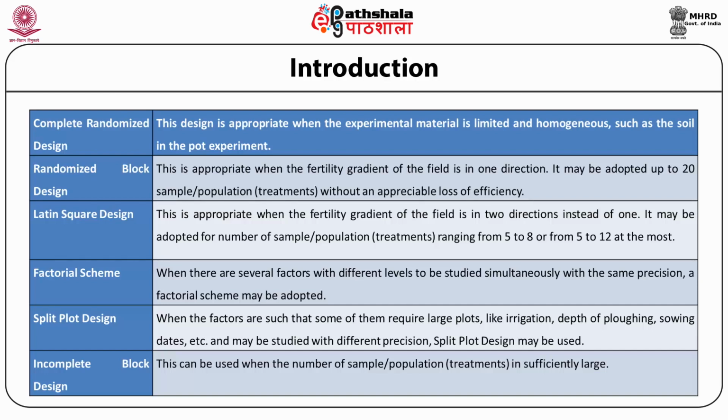Next is the split plot design. When the factors are such that some of them require large plots like irrigation, depth of plowing, sowing dates, etc., and may be suited with different precisions, split plot design may be used. Then last is incomplete block design. This can be used when the number of treatments is sufficiently large.